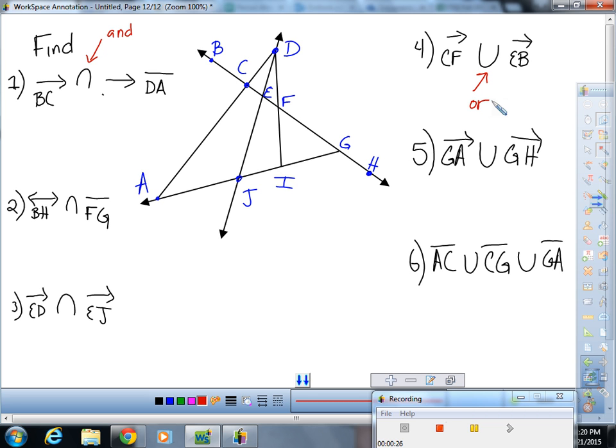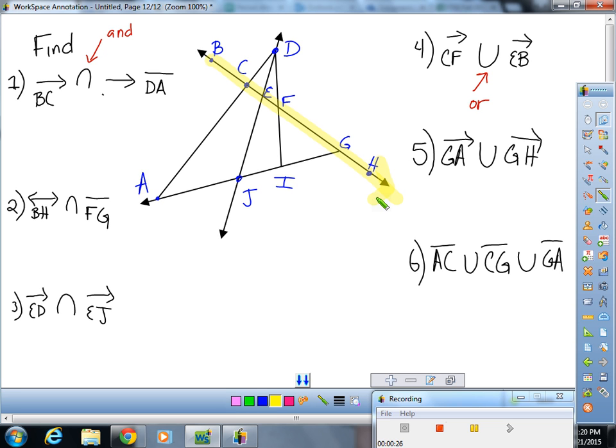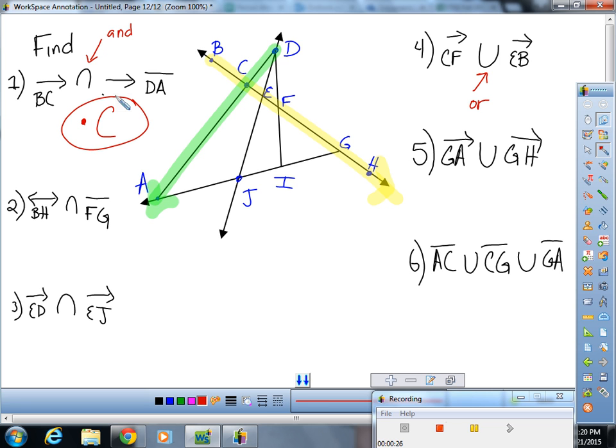So find me all the points that are on ray BC. So ray BC starts at B and continues on to C in an infinite direction. We want all the points that are on that and on ray DA. The only point that is on both is point C, so that would be my answer.